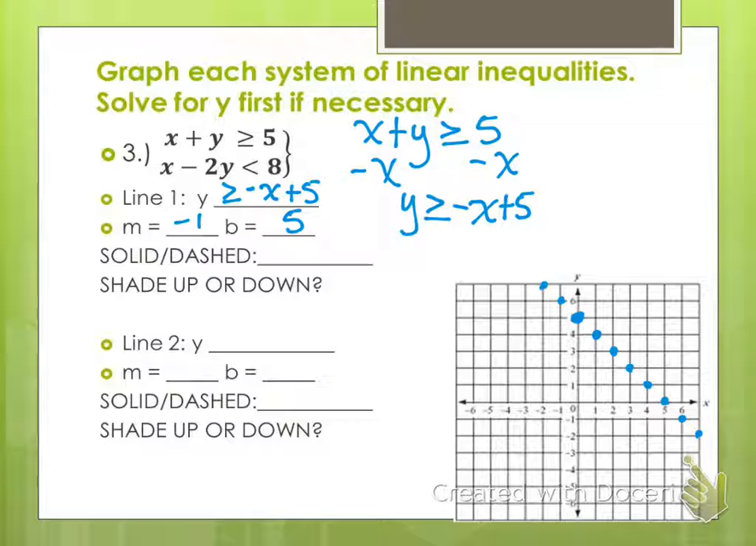We just have to decide solid or dashed. Keon, what do you think? I agree, it should be a solid line. We have an equal to bar underneath our symbol. And then we just have to decide where to shade. Nevaeh, do you think we should shade up or down?